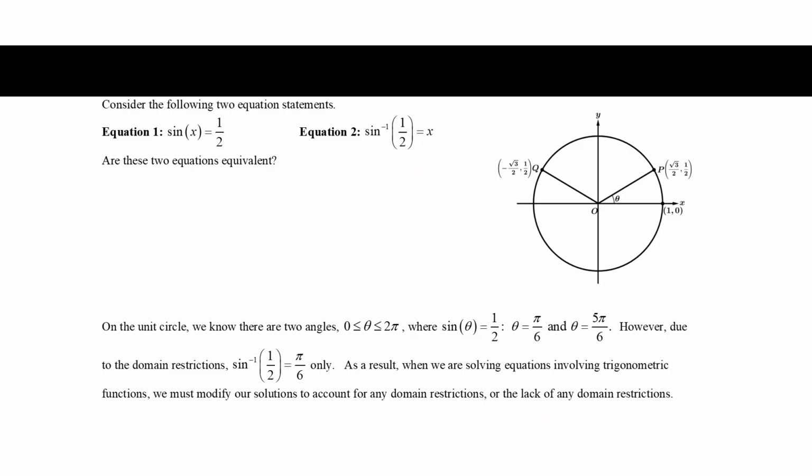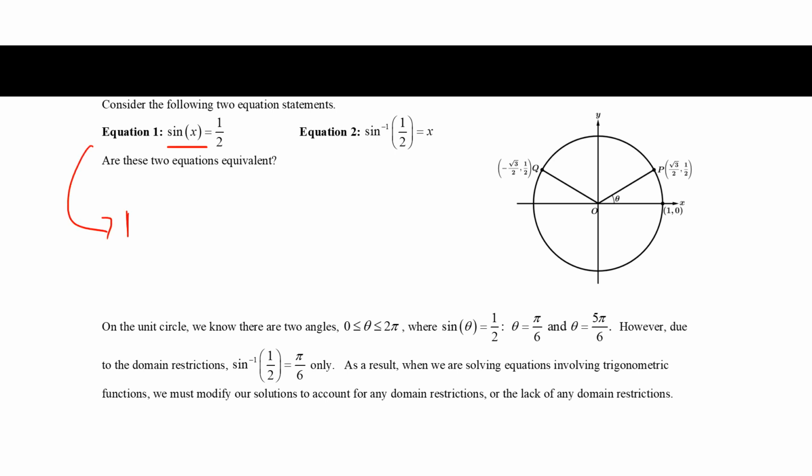All right, here we go. So, looking at these two examples, equation 1 is sine x equals 1/2. Equation 2 says sine to the negative 1 of 1/2 equals x. What are these two equations asking? Equation 1 is asking where is sine equal to 1/2, correct? What is equation number 2 asking? What's that word? Inverse. So this is asking when is sine of x equal to 1/2.